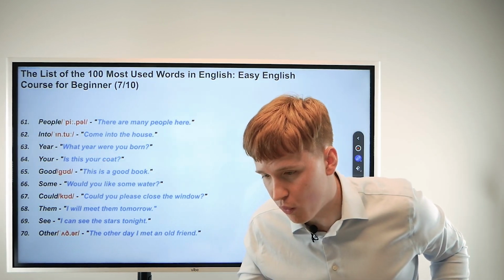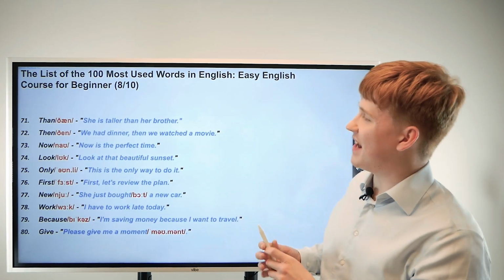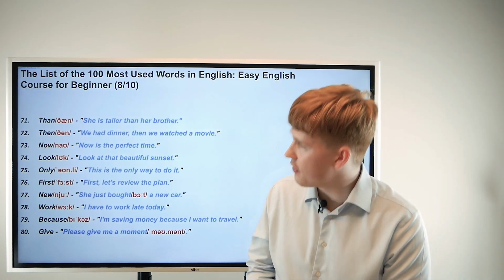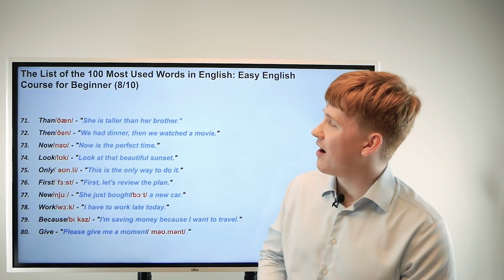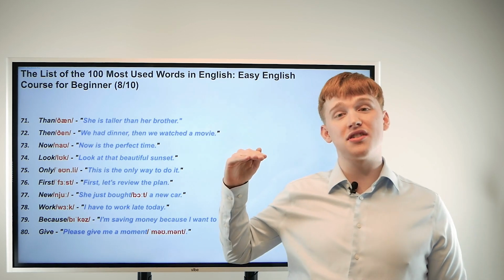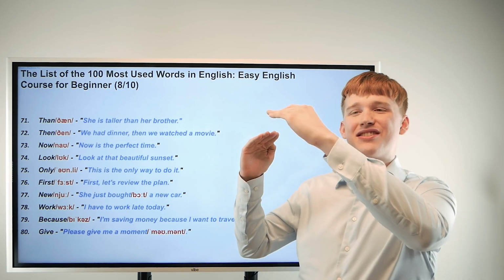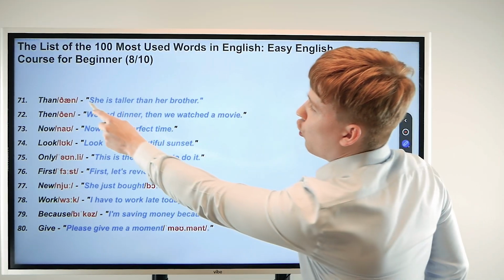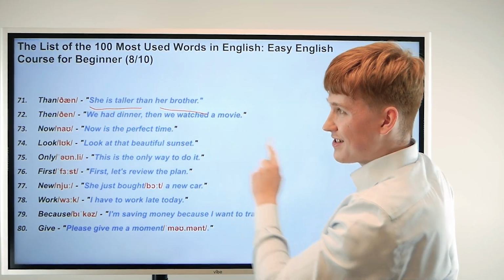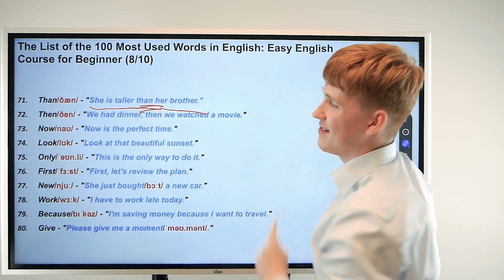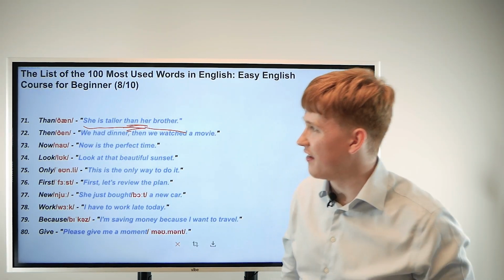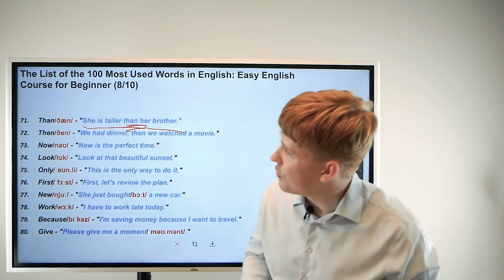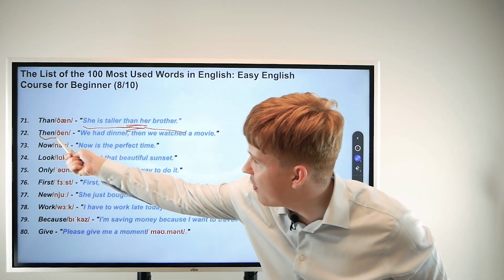Next up, we have than. So she is taller than her brother. So it means that her brother is shorter than her. So you're saying this to kind of say the difference between them. So she is taller and her brother isn't taller, and we use than to kind of glue those together. So she is taller than her brother. Great. So next up we have then.